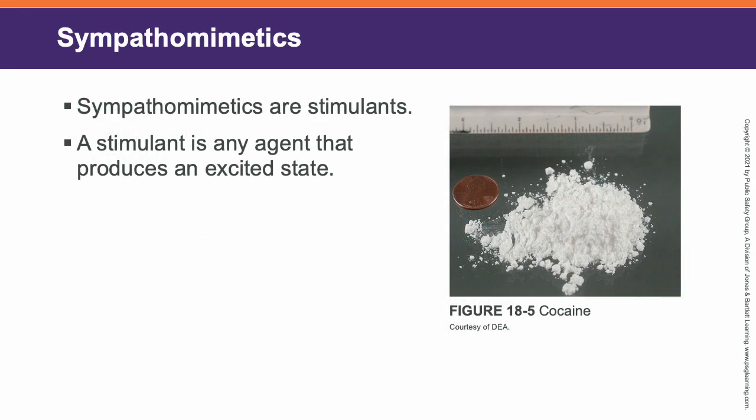Sympathomimetics are a type of stimulant. A stimulant is any sort of agent that's going to create an excited state. It's going to increase the heart rate. It's going to give the person energy. It can create sort of a manic state, basically an overexcitement. And they won't be able to stay still, those types of things.